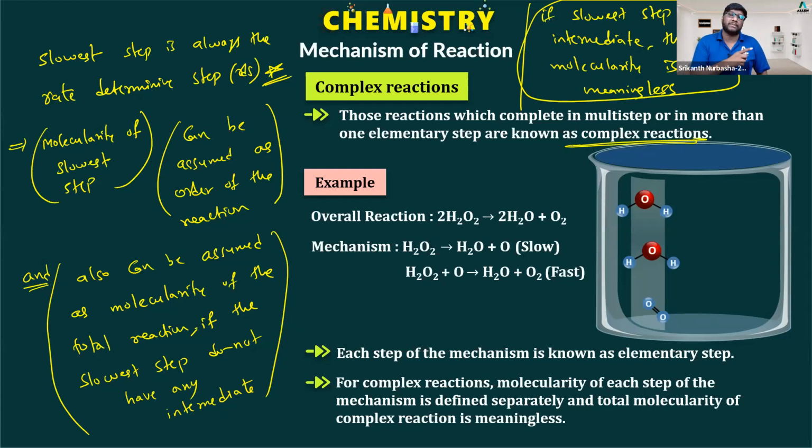If in the slowest step there is an intermediate, then molecularity is meaningless. Molecularity of the total reaction is meaningless when the slowest step contains an intermediate. Molecularity of the total reaction is equal to molecularity of the slowest step when the slowest step does not have an intermediate. Irrespective of whether an intermediate is there or not, order of reaction equals the molecularity of the slowest step. Also, whenever we have an intermediate in the slowest step, we have to eliminate the concentration of the intermediate by assuming the fast step to be in equilibrium.